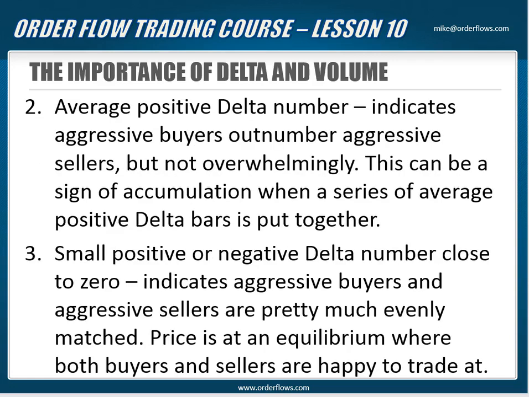An average positive delta number would indicate aggressive buyers outnumber sellers, but not overwhelmingly. This can be a sign of accumulation when a series of average positive delta bars are being put together.